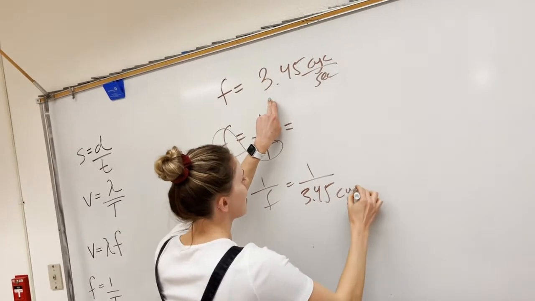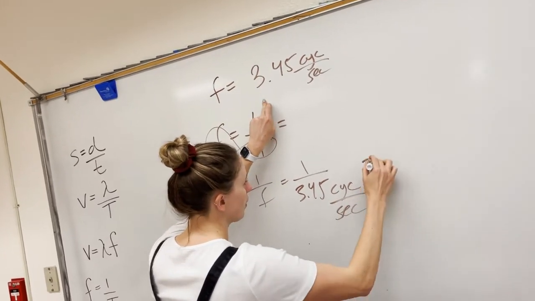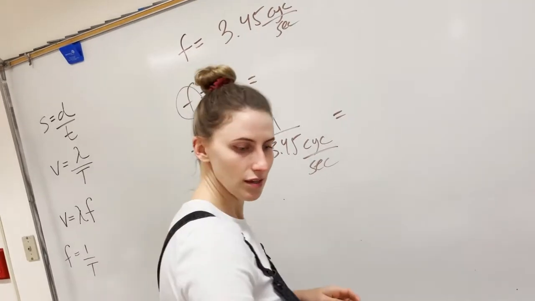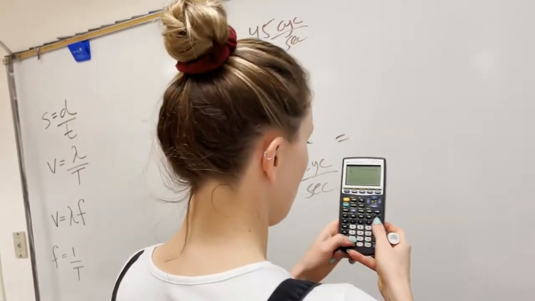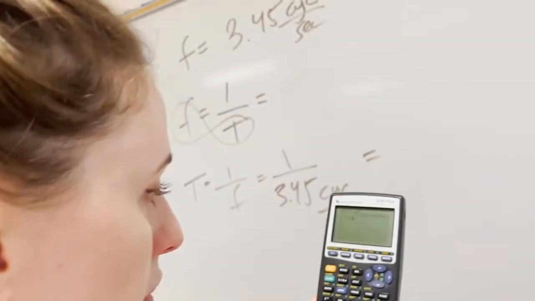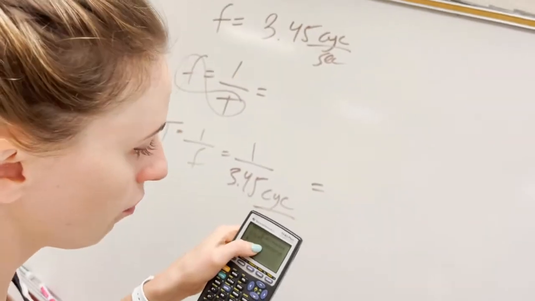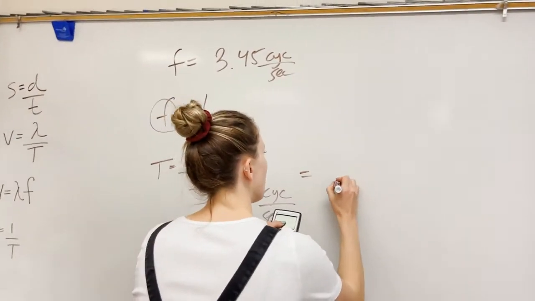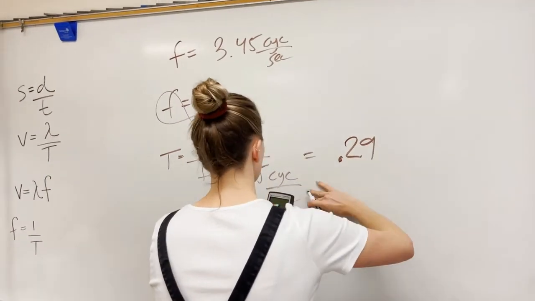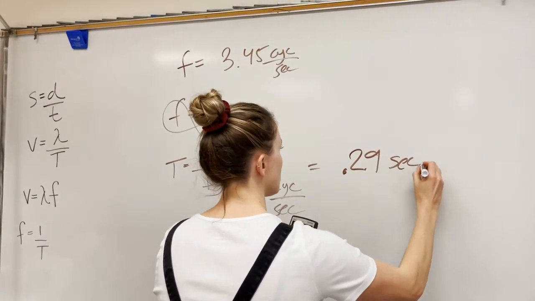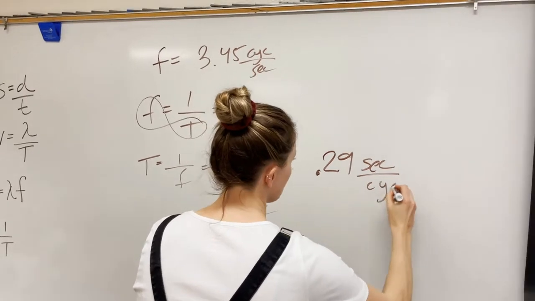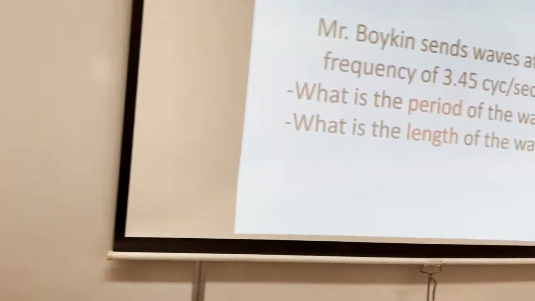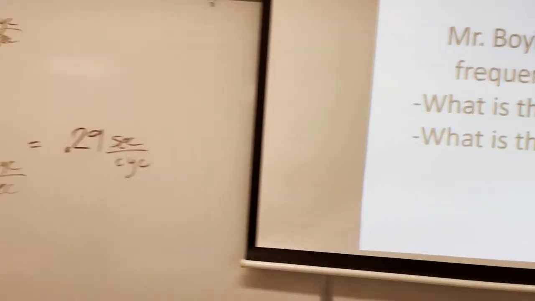3.45 cycles per second. So 1 divided by 3.45, and I get 0.28. I'm going to call it 0.29. And I'm going to go ahead and flip those: seconds per cycle.